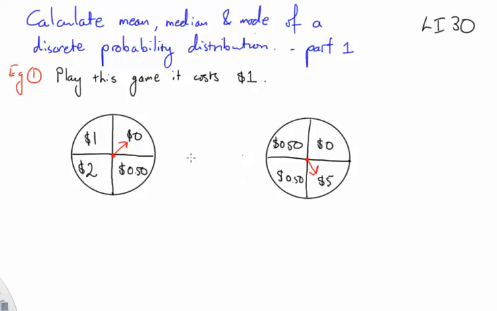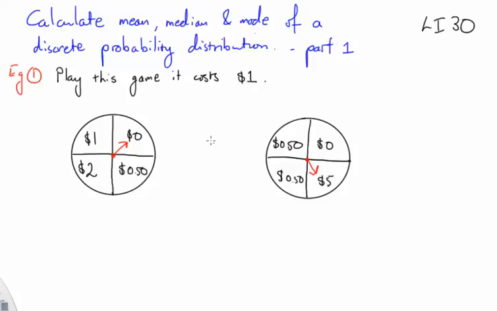Which one should you play? There must be some maths here. I mean, you look at this one and you think, oh, this one's got the $5. That's a bit bigger. But then you look at these and you've got $0, 50 cents, 50 cents. If you land on any of these, you're guaranteed to lose money. Whereas if you land on this one, you get the $1 back that it costs to play. So how can we calculate which one's better?